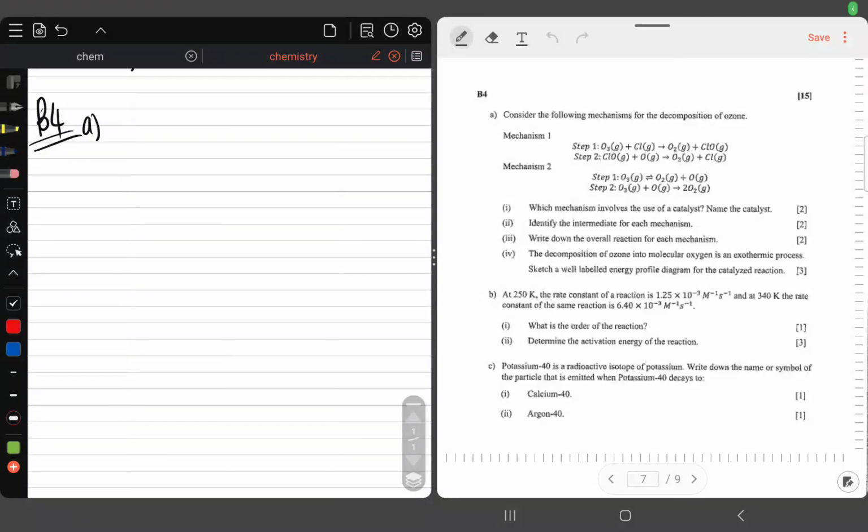Do number 4. Quickly go through it. So for A, we do AI. It says we have 2 mechanisms here. Which mechanism involves the use of a catalyst?